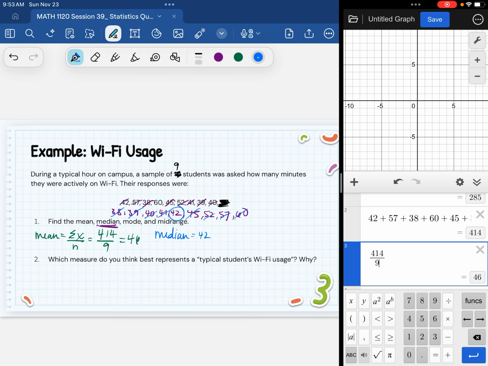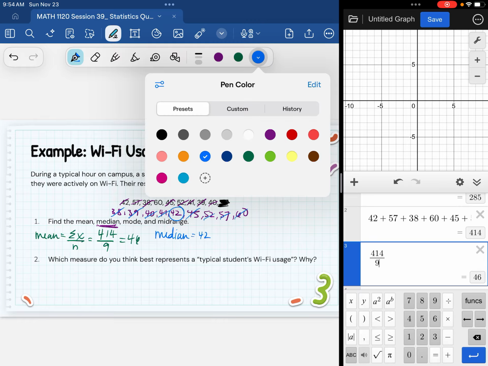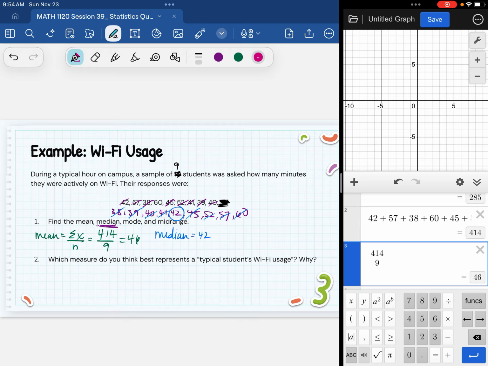Quick scanning for the mode. Do you see any values that repeat themselves? No. So we will just say no mode. And then do make sure you say no mode if there isn't one. Don't just leave it forgotten. And then our mid-range, we'll take our smallest, our minimum, 38, plus our maximum, 60, and divide by 2. So we get 98 divided by 2, which is 49.